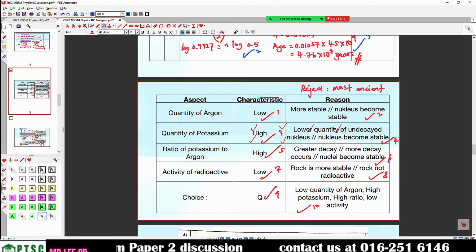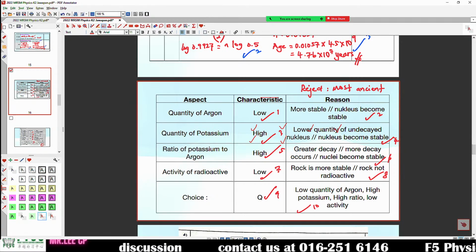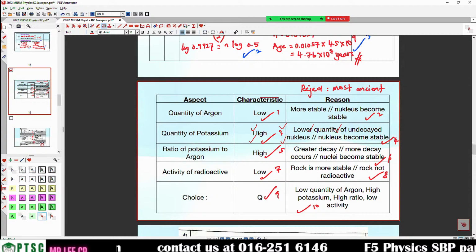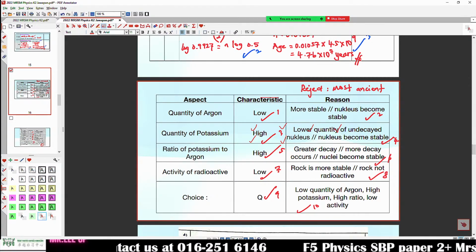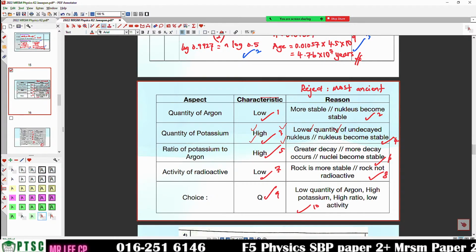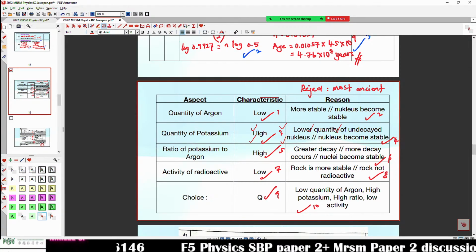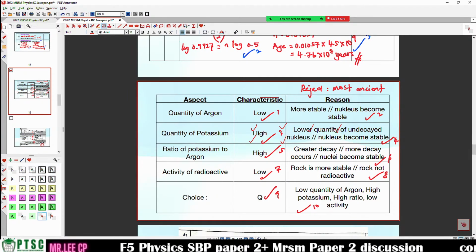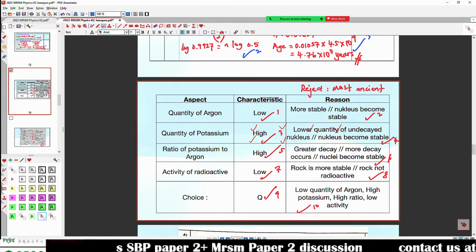Why? Now, this one is low, low means it is more stable. So the nucleus becomes more stable. If the argon is active, right? If you keep on decaying until potassium, now it is stable. Argon is not stable. So if the number of argon is lesser, lesser means it is more stable. Potassium high means it is more stable, right? More stable. Same thing.